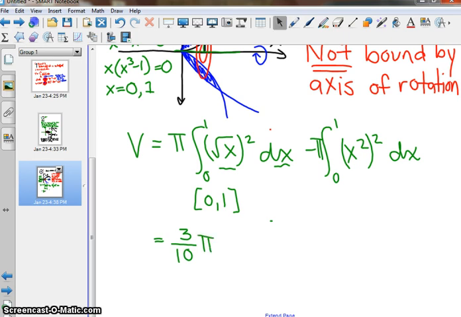Okay, I'd like for you to try some of these. On page 463, I'd like for you to try numbers 15 through 18. I would like to see a picture drawn, the bounded region, the axis of rotation, and then your set up integral. Good luck.